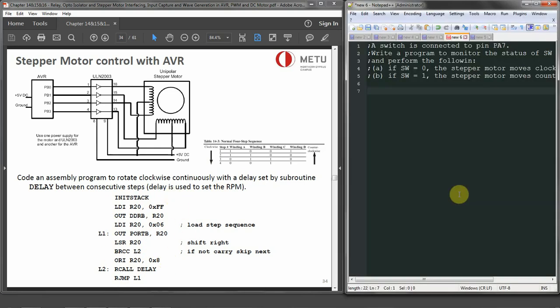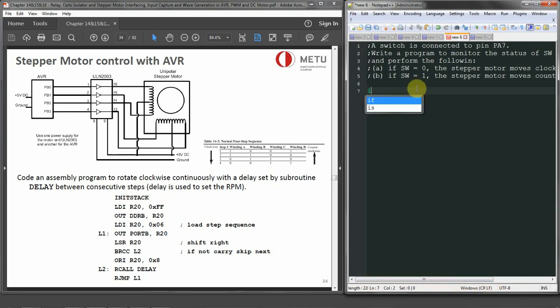Now let's write a code example. A switch is connected to pin PA7. Write a program to monitor the status of the switch and perform the following. If switch is 0, the stepper motor moves clockwise. If switch is 1, the stepper motor moves counterclockwise.